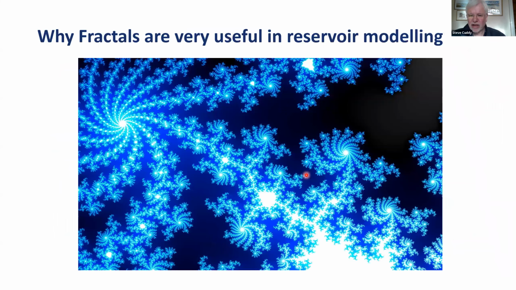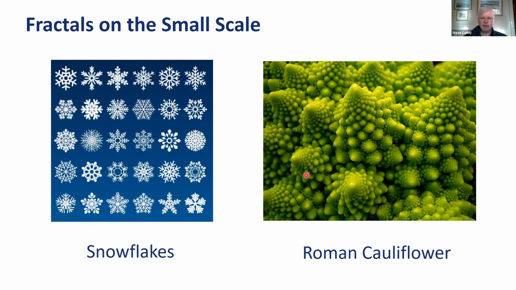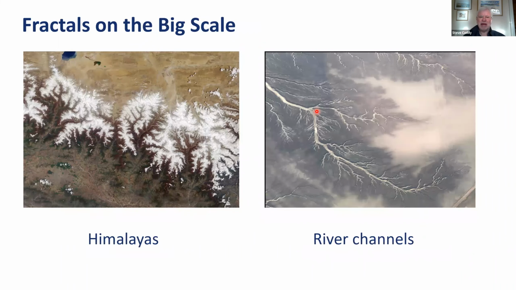Now, I want to tell you about fractals, because these are very useful in reservoir modeling. You've probably seen diagrams like this. We see fractals everywhere. We see them on the small scale. When it snows where you are, you'll see these different snowflakes. They are fractals. It's a repeating pattern. You see it in different vegetables, like the Roman cauliflower shown here. That's a small scale. You even see fractals on the big scale.